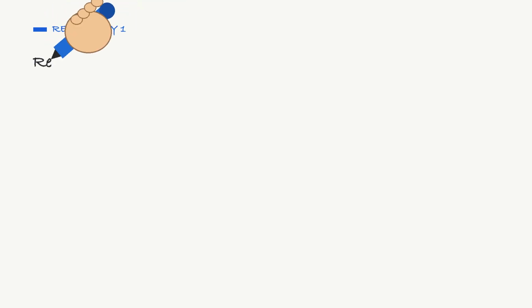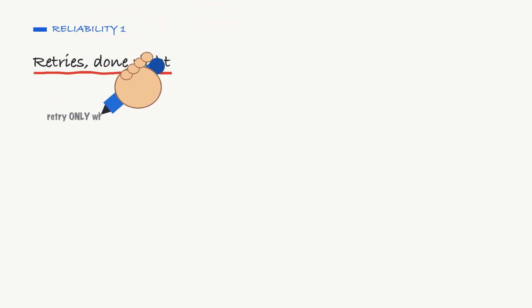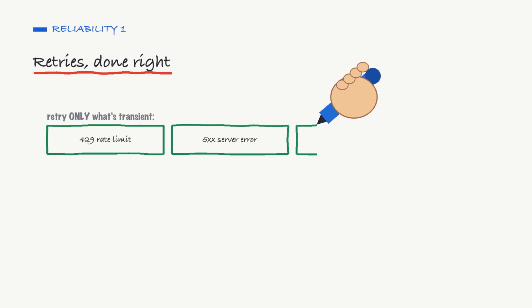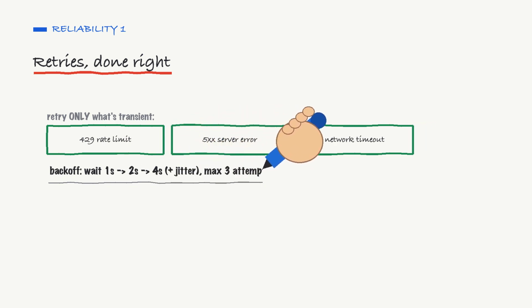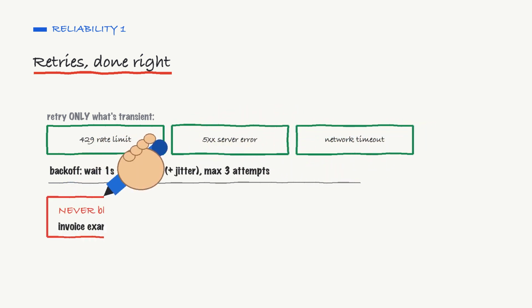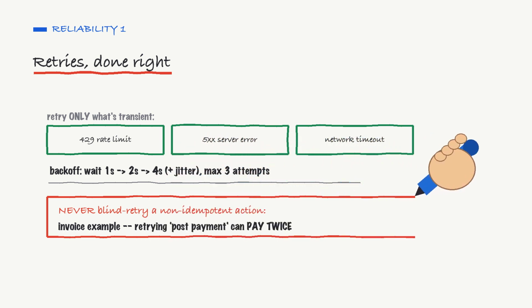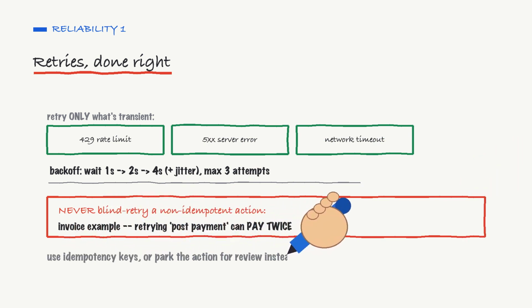First pillar, retries. The rule: retry only what's transient. Rate limits, server errors, network timeouts, those deserve another try, with exponential backoff, 1 second, then 2, then 4, plus a little random jitter, capped at 3 attempts. But never blindly retry an action that isn't idempotent. Our invoice processor posting a payment twice because of a retry? That's not a bug report, that's an incident. Use idempotency keys, or park the action for review.